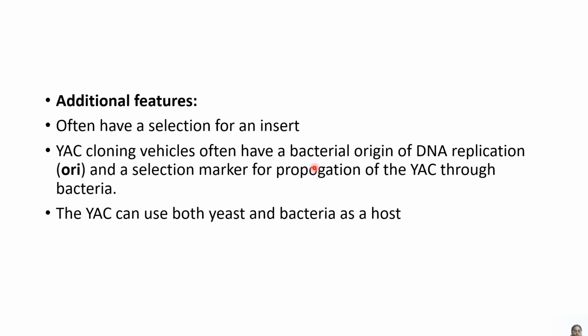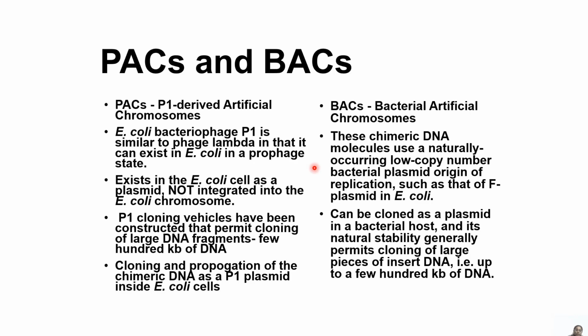Okay, so they often have a selection for an insert, and the YAC cloning vehicles often have a bacterial origin of DNA replication and a selectable marker for propagation of the YAC through bacteria. And the YAC can use both yeast and bacteria as a host. Now, if we talk about PACs and BACs, PAC is P1 derived artificial chromosomes and BAC is bacterial artificial chromosomes.